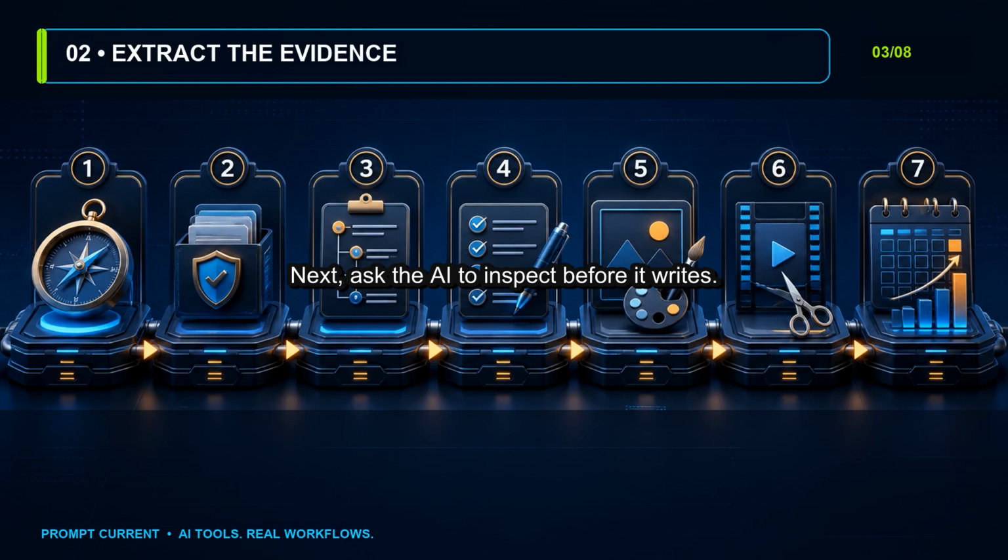Next, ask the AI to inspect before it writes. Request an evidence table with the claim, supporting passage, page or section, confidence, and open question. Ask it to separate direct facts from interpretation and recommendations. This table is the control layer. When a sentence later sounds impressive, you can trace it back to the source, or remove it.